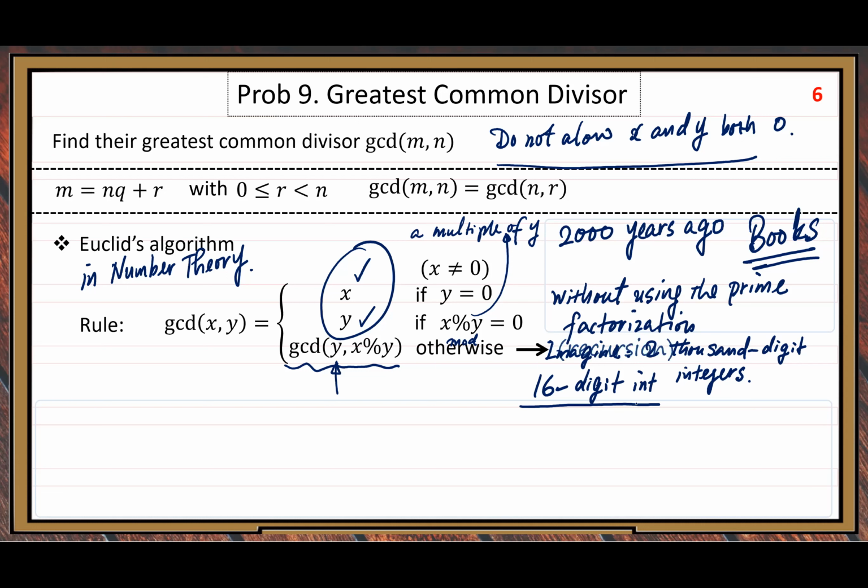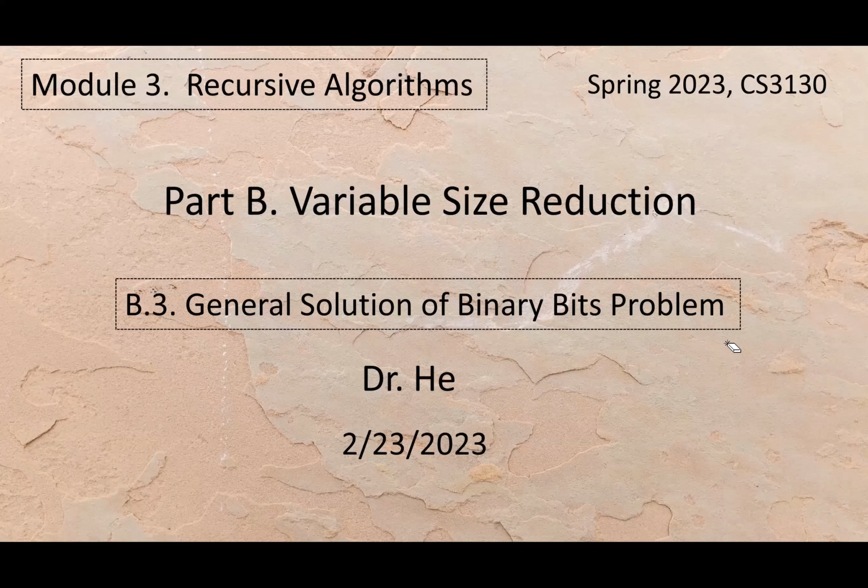So the recursion, the size is reduced, we know that. All right, next topic. Remember, I have one problem left: B.3, the general solution of the binary bits problem.